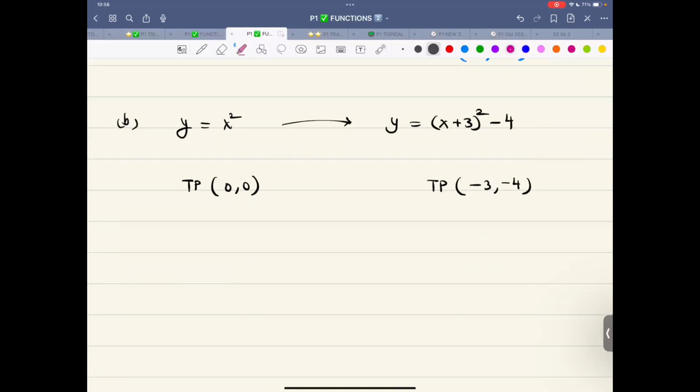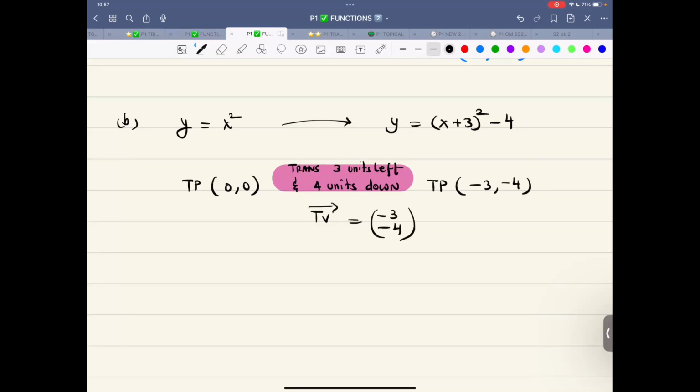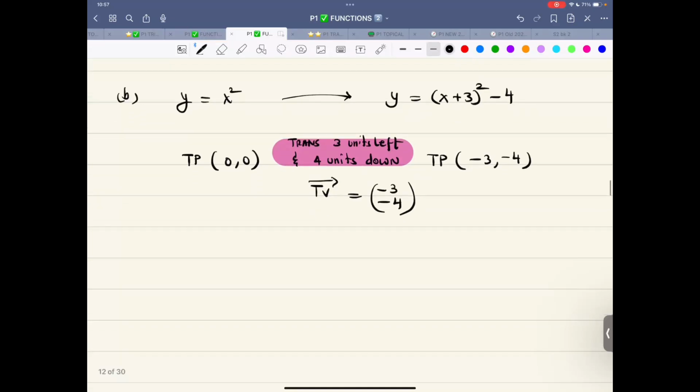So the first thing that you can say is what is happening? Translate 3 units left and 4 units down, because this 0 is becoming -3, this 0 is becoming -4. Therefore, the translation vector is (-3, -4). That's one way of stating the truth.